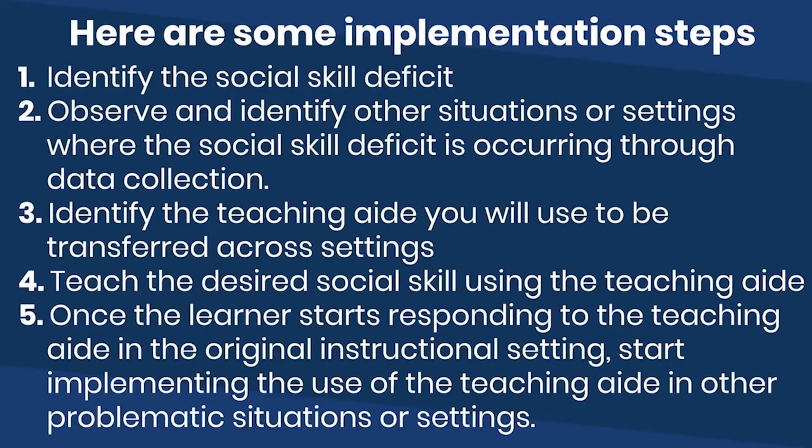Here are some implementation steps to consider. 1. Identify the social skill deficit. 2. Observe and identify other situations or settings where the social skill deficit is occurring through data collection. 3. Identify the teaching aid you'll be using to be transferred across settings. 4. Teach the desired social skill using the teaching aid. 5. Once the learner starts responding to the teaching aid in the original instructional setting, start implementing the use of the teaching aid in other problematic situations or settings. Remember to provide some type of reinforcement for the learner using the desired social skill in the other settings.